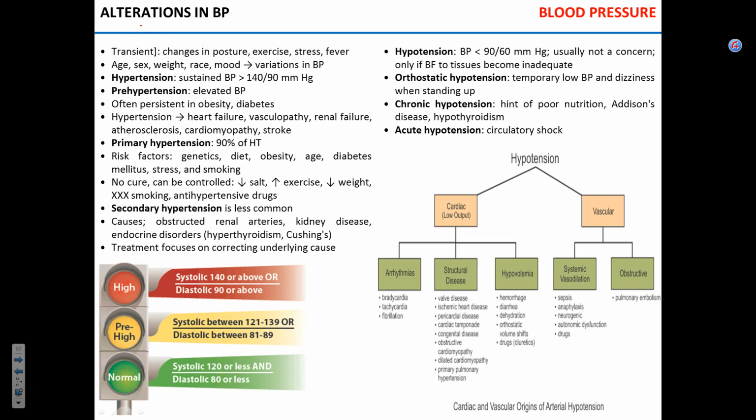Now, blood pressure always changes. Like when you're running, your blood pressure is really high. You're exercising, your blood pressure spikes.